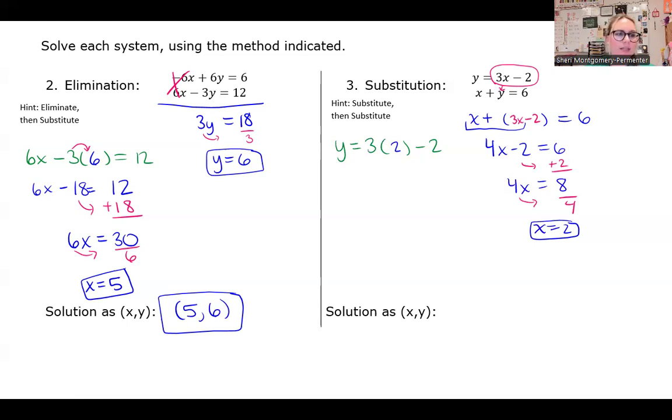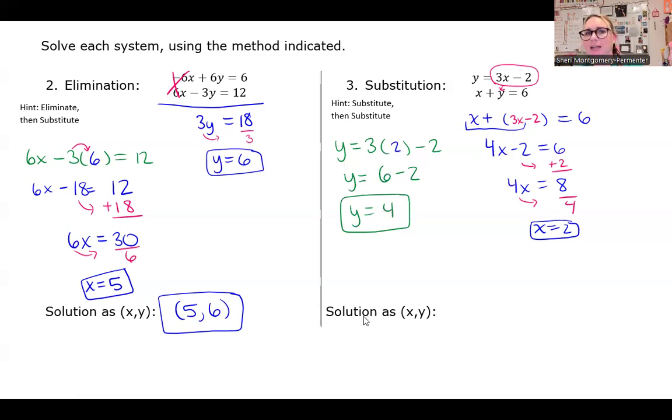So solving this, I got 3 times 2 is 6 minus 2. What is y equal to? Beautiful. Again, doing this part is almost correct. I'm probably going to take off a point or two if you don't list it as a solution.